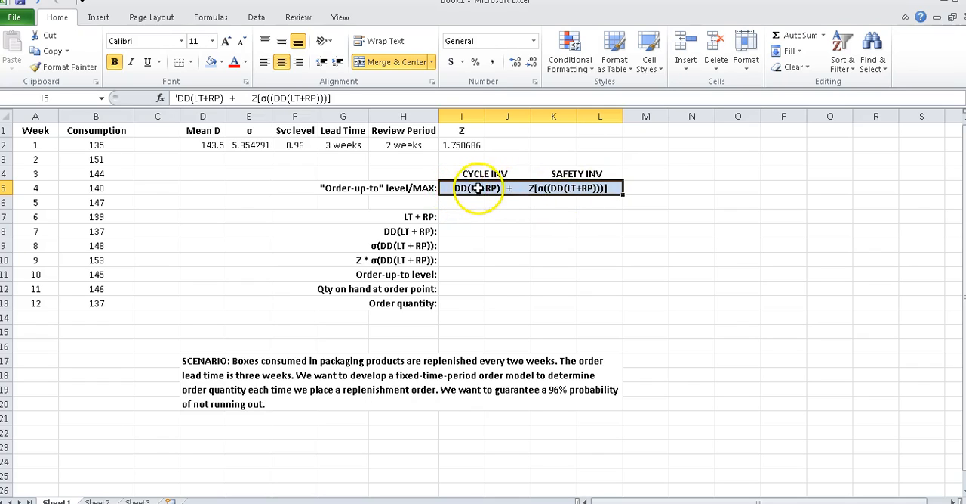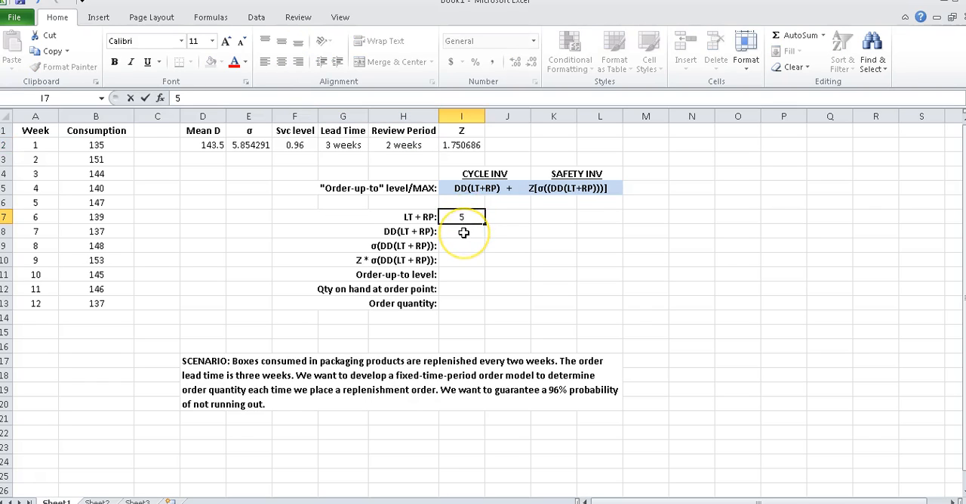So to make this simple, let's break these down into chunks and let's calculate this in stages. The first thing we need to do is determine what that lead time plus review period is. And clearly, lead time is 3 weeks, review period is 2 weeks. So our lead time plus review period is 5 time periods, or 5 weeks.